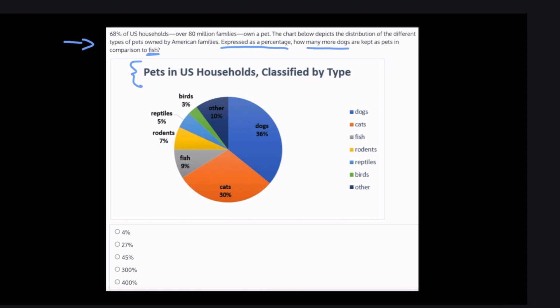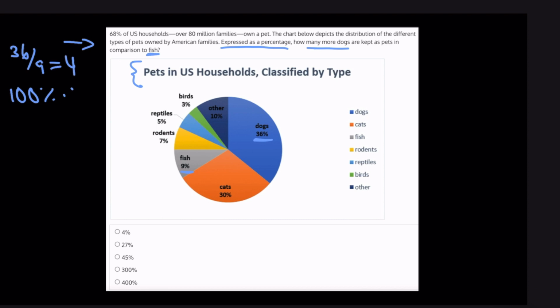So now we're going to look at our chart and look for the relevant information. So we have dogs and we have fish. And again, these are written as percentages, and we are also looking for an answer expressed as a percentage. So we're trying to understand how many more dogs there are than fish. So if we have, say, fish as our 100% or as our baseline, we understand that there are 4 times as many, because 36 divided by 9 is 4. So 4 times as many dogs as fish.